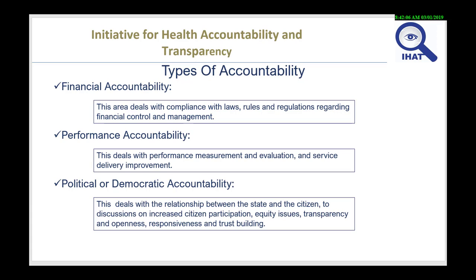The next category has to do with performance accountability, and this deals with performance measurements and evaluation and service delivery improvement. You have set targets. Have you attained them in terms of performance? That is what this category deals with. The third category, which is very key and very important, is what we call political or democratic accountability. And this deals with the relationship between the state and the citizen. And it's focused on issues that have to do with increased citizen participation, openness, equity issues, transparency, responsiveness, and trust building.